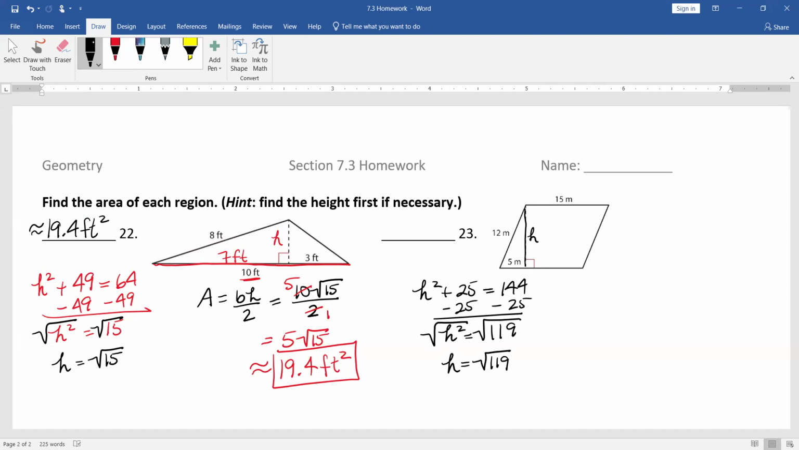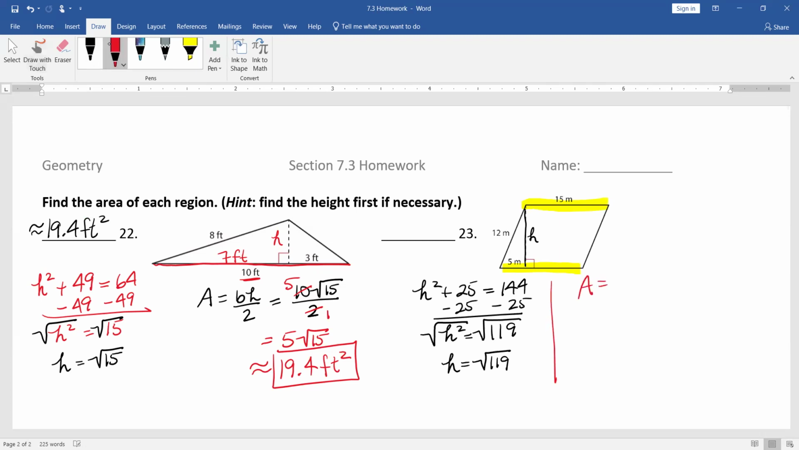Now, here's the important part. Remember, with a parallelogram, it's essentially like a crooked rectangle. So the whole base is the 15 meters. They just gave me the part that I needed in order to calculate my height. But that whole base is 15. So this is 15 times the height, which is the square root of 119. So let's go ahead and plug that in to find area.